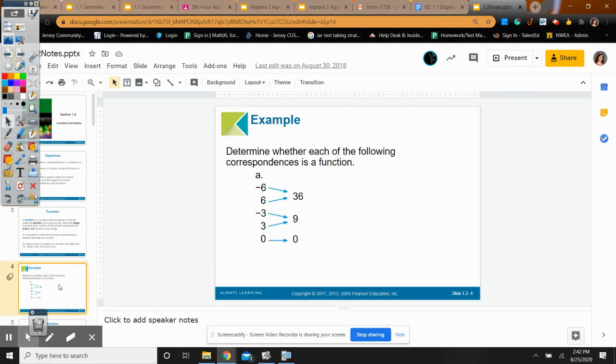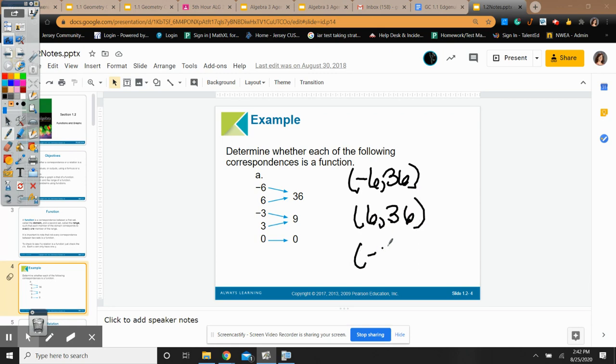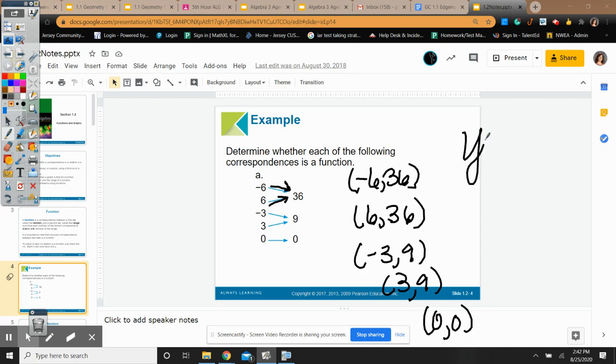So let's look here. We're going to figure out if this is a function or not. So this -6 shoots out a 36. So does the 6, and that's fine. So you have (-6, 36) and (6, 36). Then you have (-3, 9) and (3, 9), and you have 0 go to 0. Each x only has one y, so this is a function. Even though the y's repeat, that's not a problem. Only the x's can't repeat.